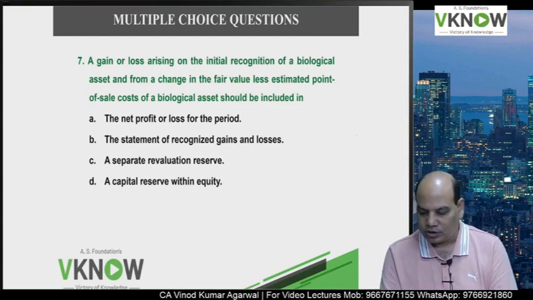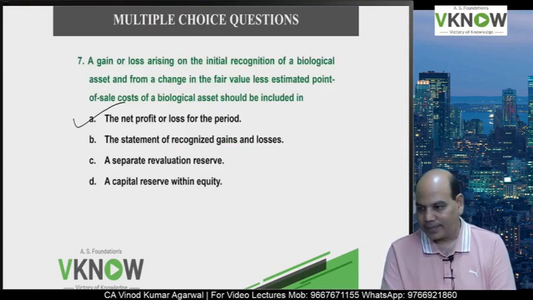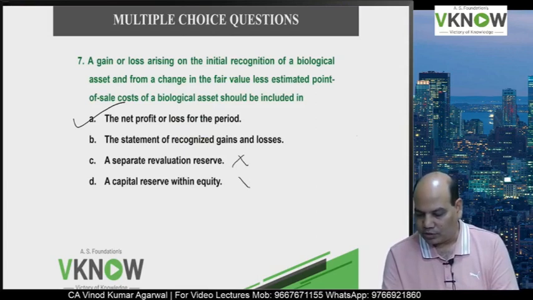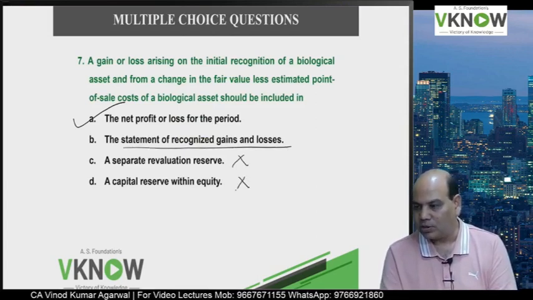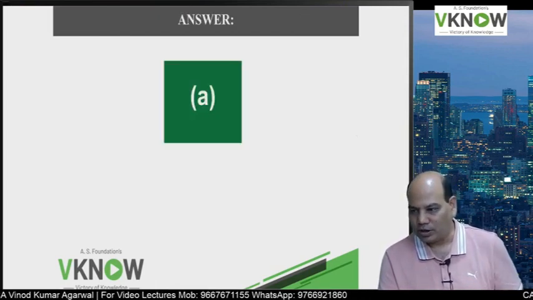All gain or loss in this chapter will go to net profit or loss. Okay, net profit or loss for the period. There is no revaluation reserve, there is no capital reserve, there is no separate statement called statement of recognized gain and loss. It is called statement of profit and loss only.